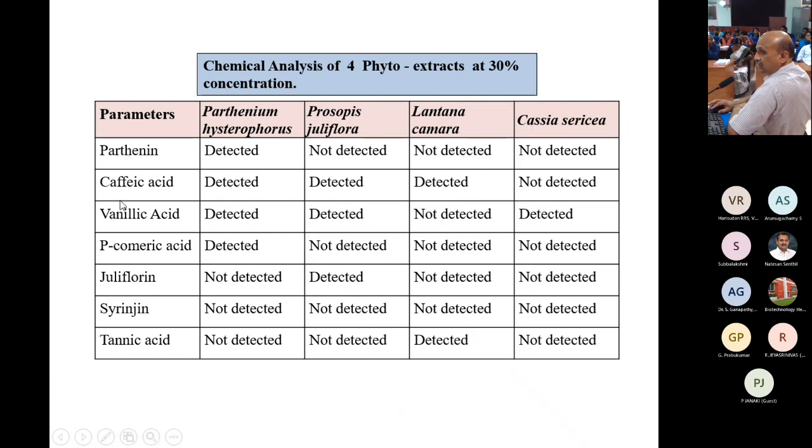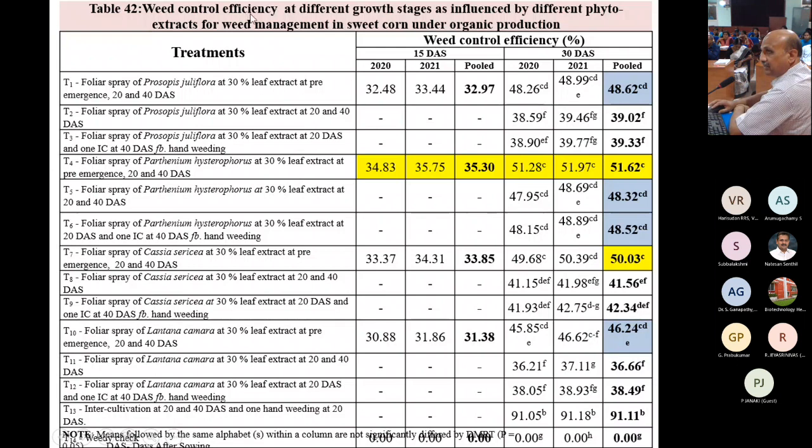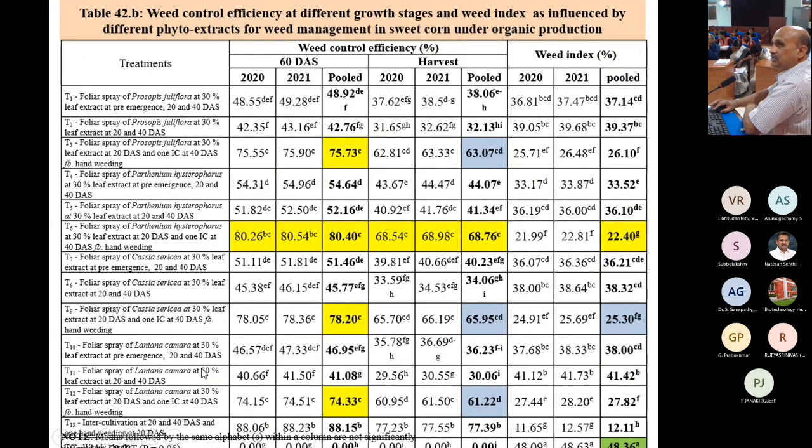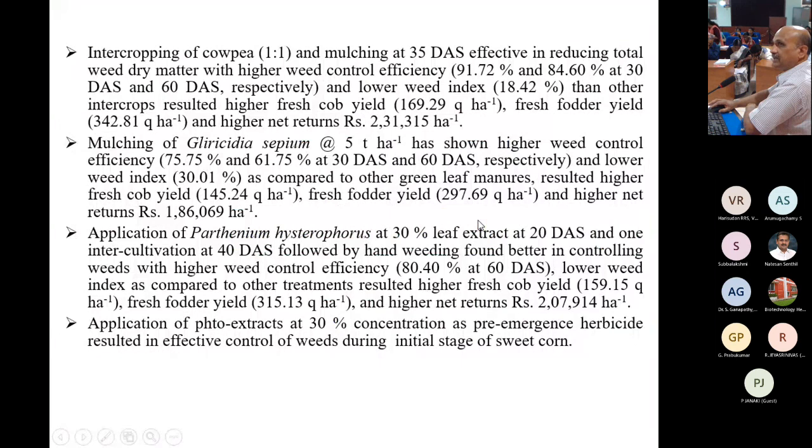Here is the chemical analysis of four phytoextracts: Parthenium, Prosopis juliflora, Lantana camara and Cassia serratia. These are the parameters considered to know whether they are detected or not detected in that particular leaf extract. When these extracts were used, foliar spray of Parthenium hysterophorus at 30% leaf extract at pre-emergence, 20 and 40 days after sowing, proved effective in controlling weeds compared to Prosopis juliflora, Cassia serratia and Lantana camara. It also has higher weed control efficiency and lower weed index in comparison to other treatments.